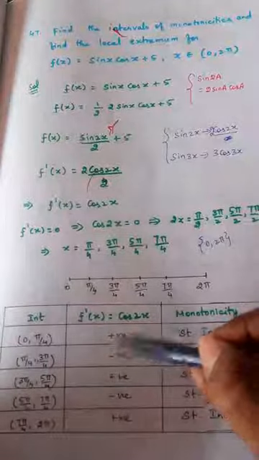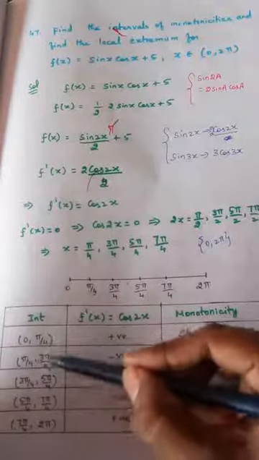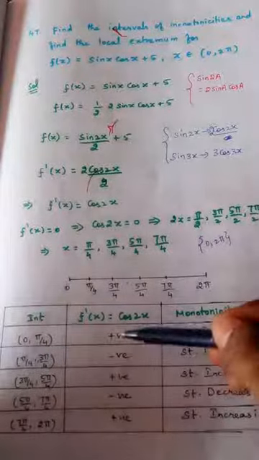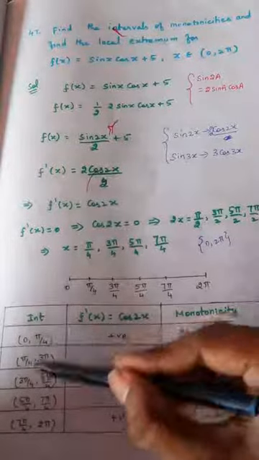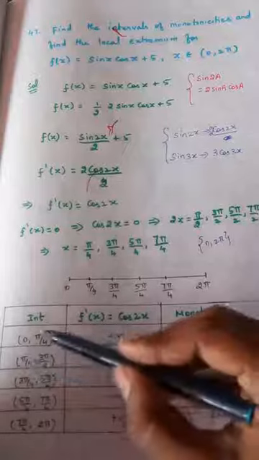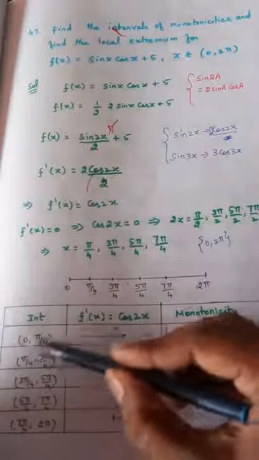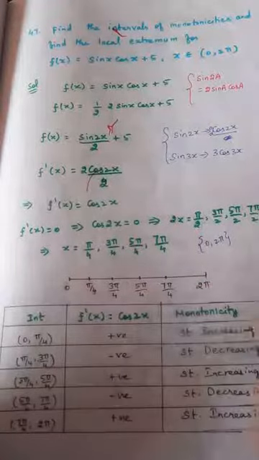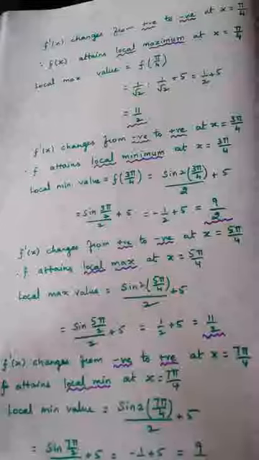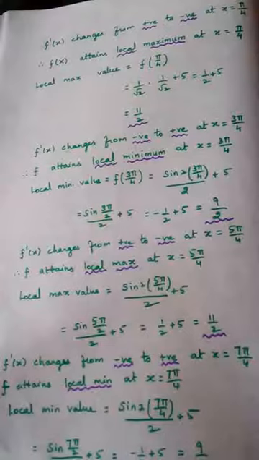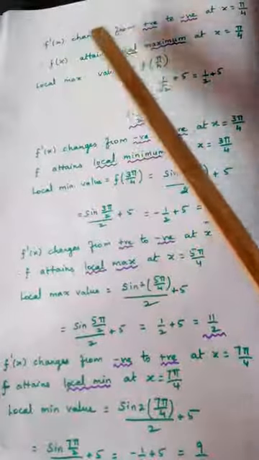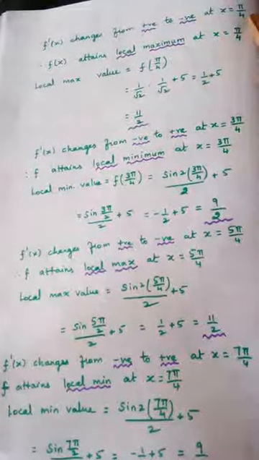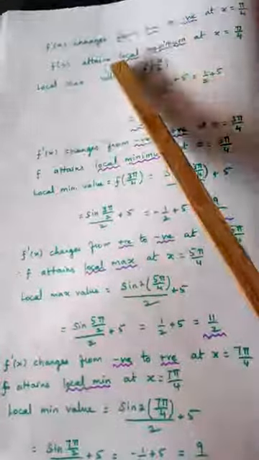At which point does it attain that? See the common point between these two intervals, pi by 4. So the function f dash of x changes from positive to negative at the point pi by 4. So it attains local maximum at the point pi by 4. Similarly, I am going to write it for everything. See what I said, I have written here. F dash of x changes from positive to negative at the point x equal to pi by 4. Positive to negative means local maximum.